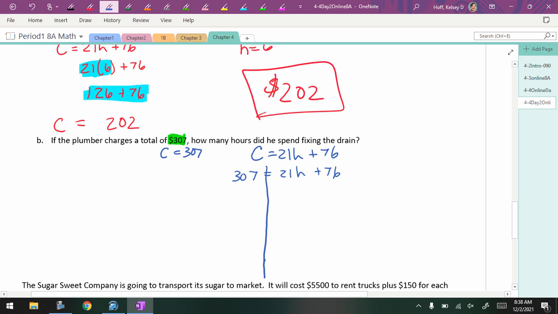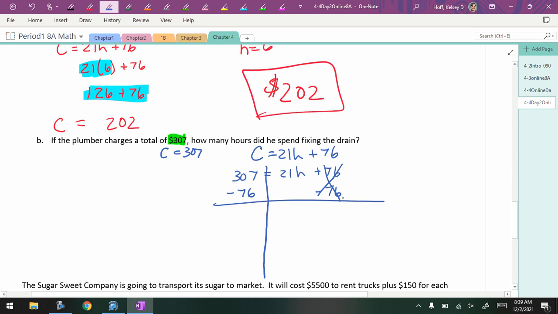Back to chapter 2, solving equations. Oh, you know how to do this. What do you want to do, Liana? 76 has got to go to the other side. So how am I going to get it there? Subtract it. Nicely done. You guys were really good at doing equations, so don't get frustrated. I know you can do it. Grab your calculator.